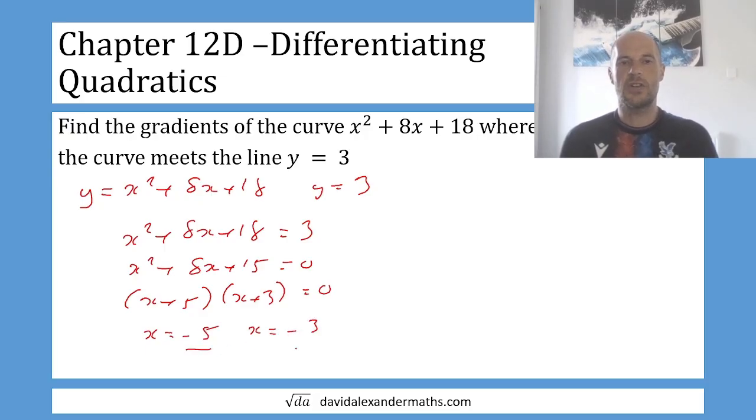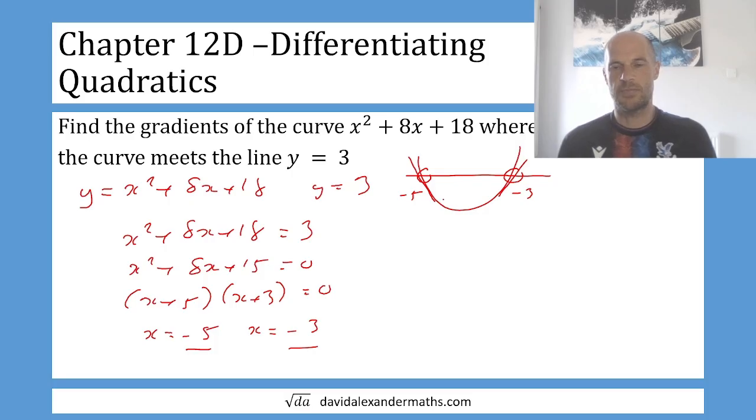So these are the coordinates where the two lines meet. So there's my quadratic curve. There is my line where y equals 3. So I've got minus 5 and minus 3. So I need to know the gradient here and here. Now, just because I've done this sketch doesn't really mean anything. I'm just trying to help you understand what's going on here.